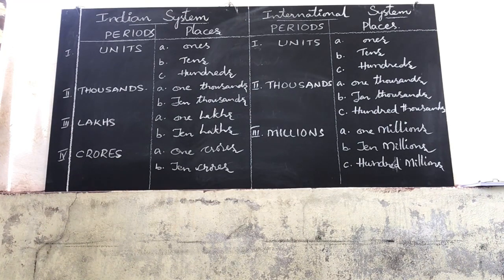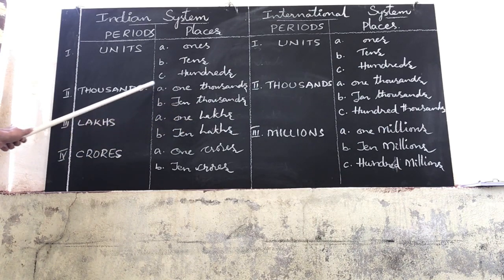Now we can see the places in each period in the Indian system of numeration. The units period has, as we said, three places. The three places in the units period are ones, tens, and hundreds. The next greater than the units period is the thousands period. The thousands period has two places. They are 1000s and 10,000s.